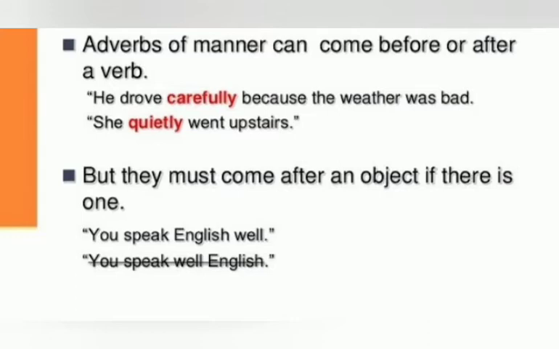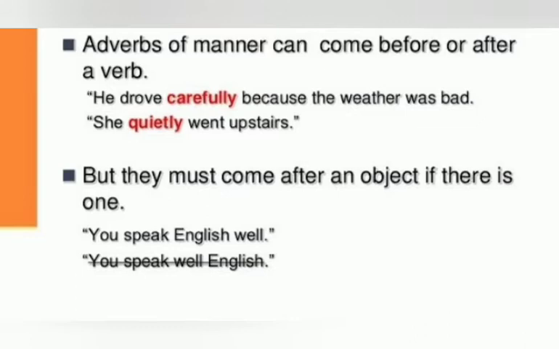The next sentence you have to remember: adverbs of manner must come after an object if there is one. You speak English well. Do we write "you speak well English"? No, that is the wrong grammar, right? Does it make sense to you? If I say "you speak well English," no, that is wrong. So the correct sentence would be "you speak English well."